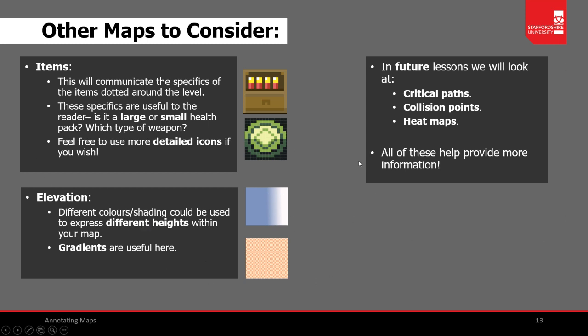Other things we're going to look at in the future, and we don't need to worry about right this second, but do bear in mind that you will want to do further down the line, are critical paths, so the key routes through a level. The collision points, so where players encounter each other, and heat maps, which designate areas of interest, perhaps where people conflict or where people die or what have you. And we'll talk more about that all in a later session.